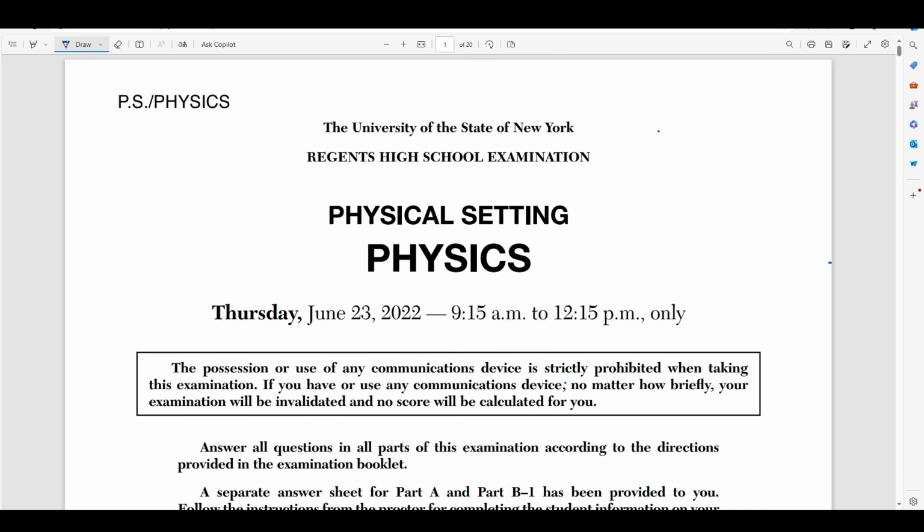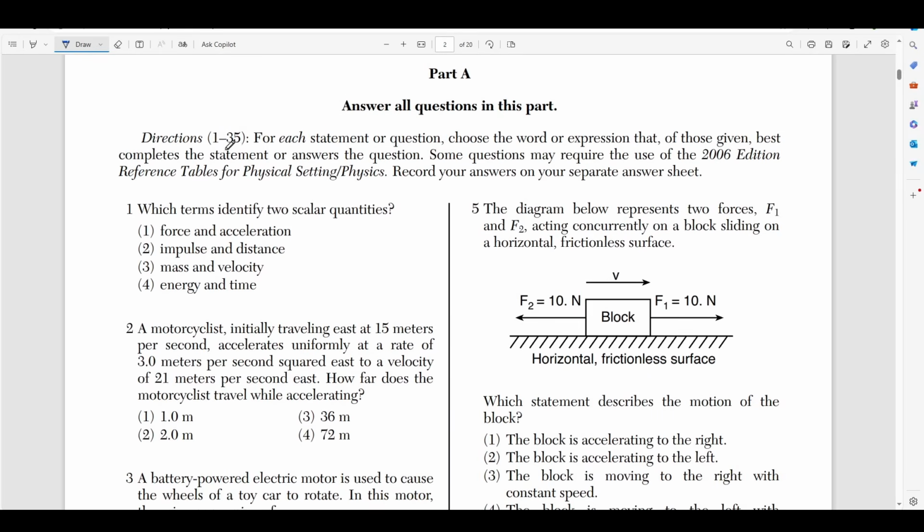Hello everyone, today we're going to be going over the June 2022 Physics Regents exam. In this video, we're going to be looking at part A, which is the first 35 multiple choice questions. We're going to start off with number 1, which asks us to identify two scalar quantities.